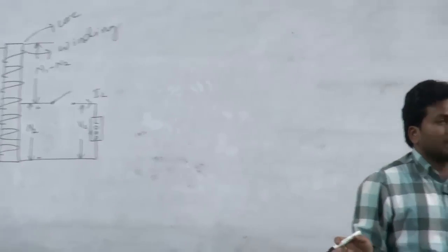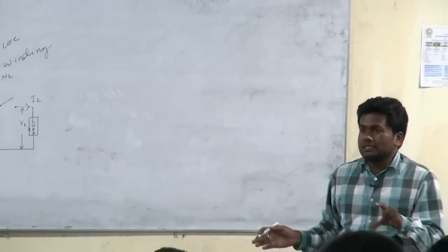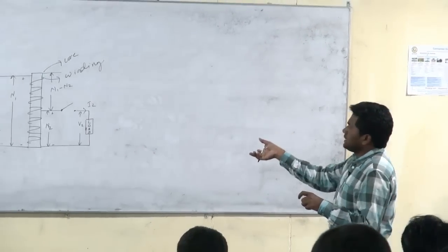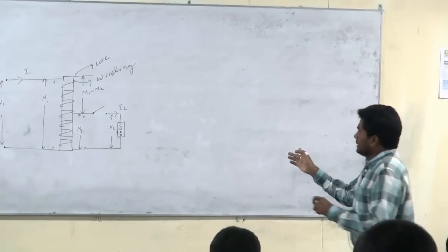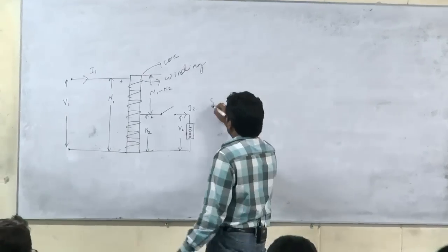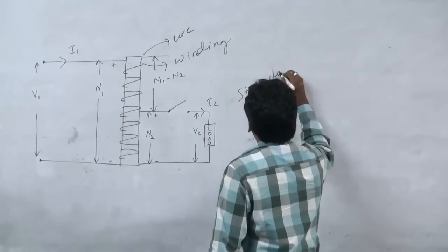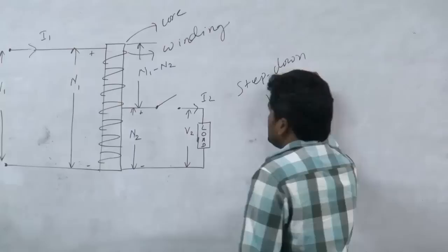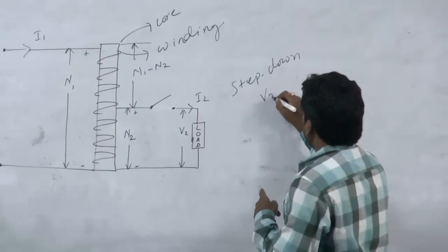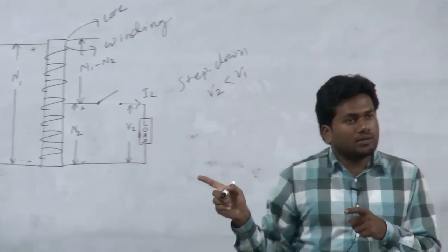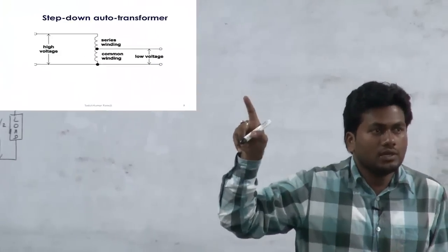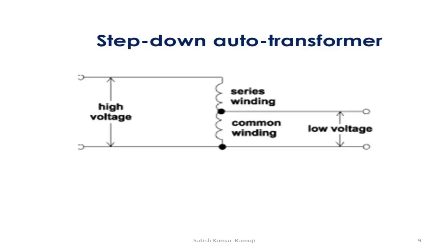So this is now called a step down transformer. What we are doing is that the number of turns in the primary is the same and the number of turns in the secondary is maybe half or some portion of the primary. So this is now called step down. In case of step down transformer, V2 is less than V1. As all of you know in the case of a two winding transformer, the same case will be reflected in the case of auto transformer.